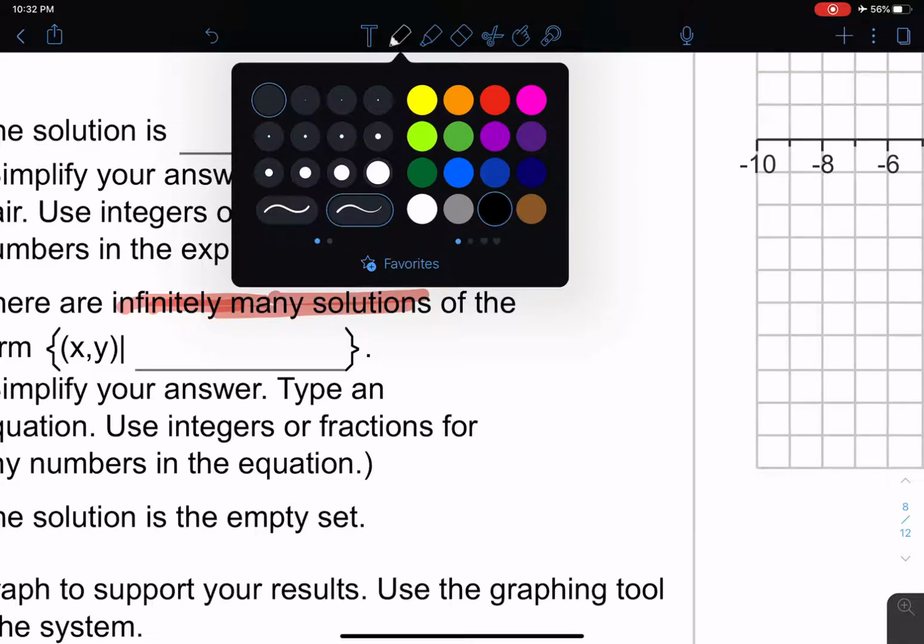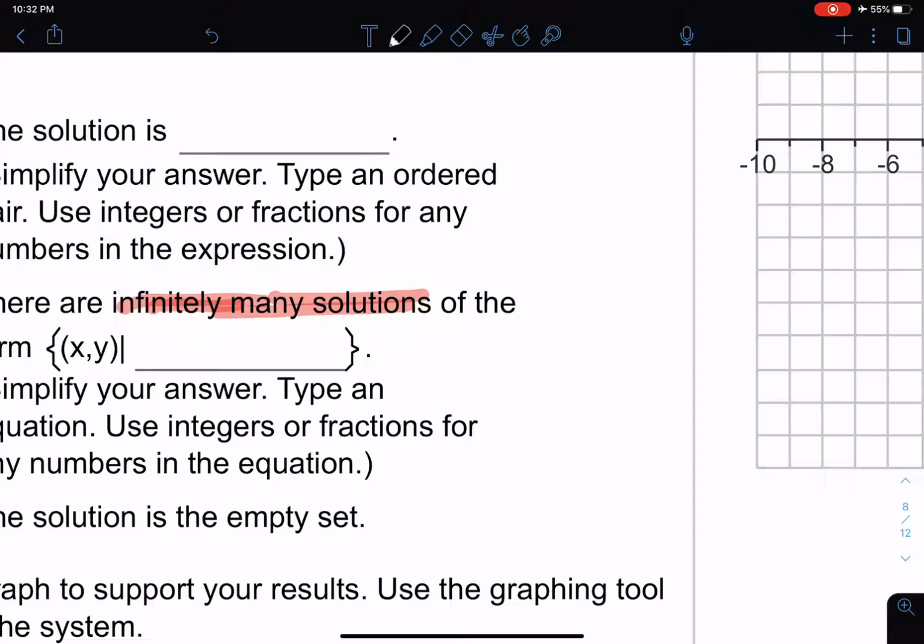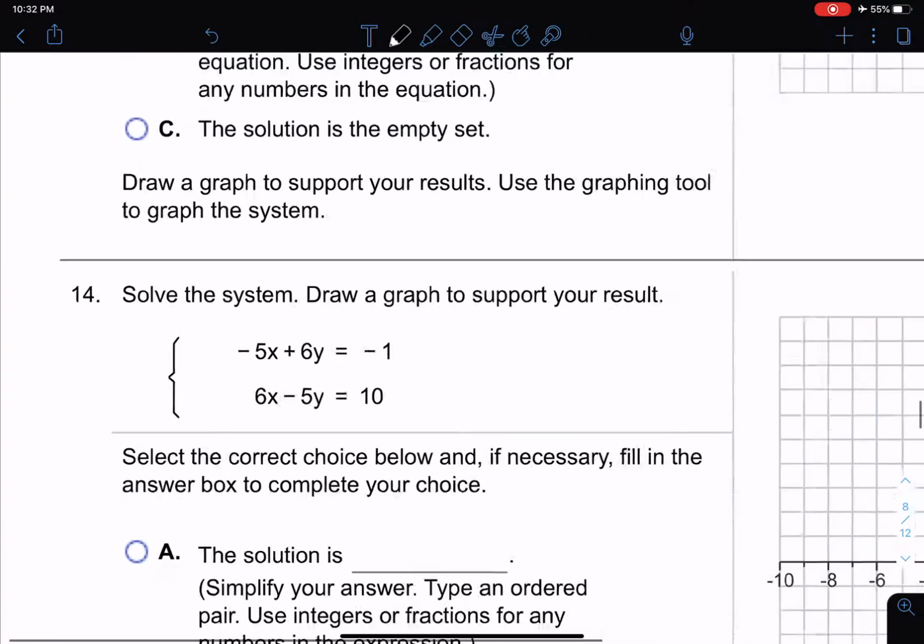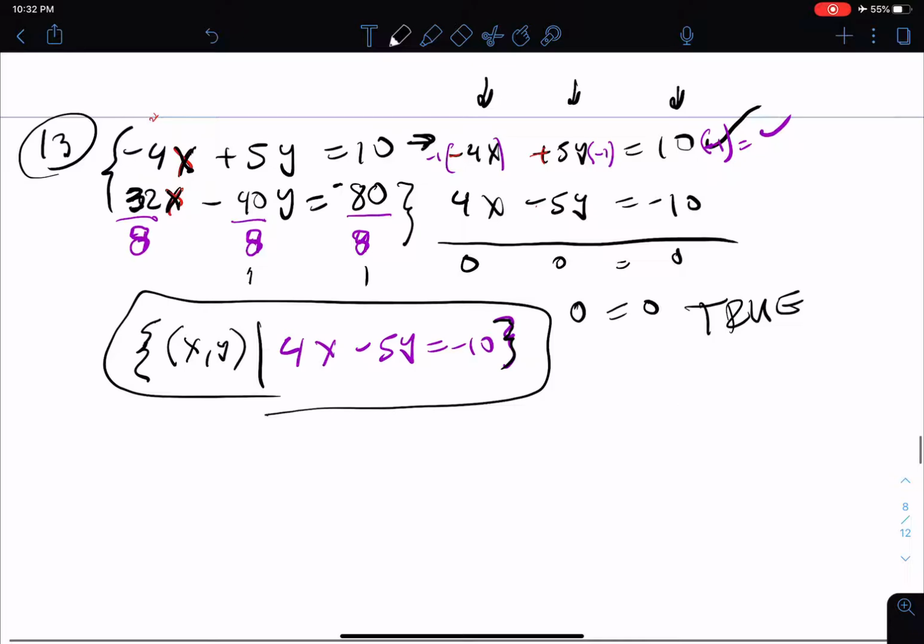Dang, what did I say the answer was? Like short-term memory loss. I said that we said it was such that 4x minus 5y equals 10. And if you get that, no, -10. 4x minus 5y equals -10. Let me just double check my work. 4x minus 5y equals -10, yeah.